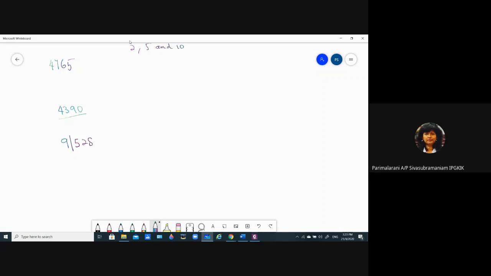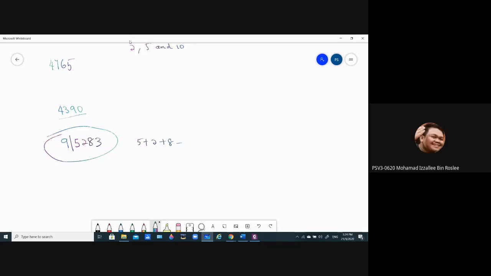Is this true or false? Do you know what this means? 9 is a factor of 5283. Is 9 a factor, or is 9 divisible by this number? Is 9 a divisor for this number? 5283. Is it true or false? How do we do that?